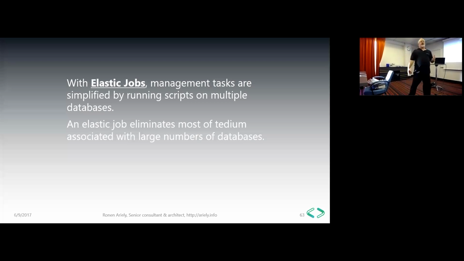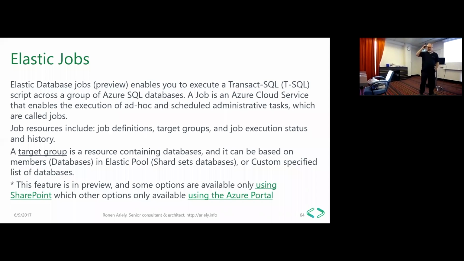So the fourth option that I wrote about, why to move to the elastic pool, is that it gives us an option to manage those databases together. And this is something that we do using the elastic job. In short, elastic job is an entity that gives us an option to execute the same query on multiple databases.